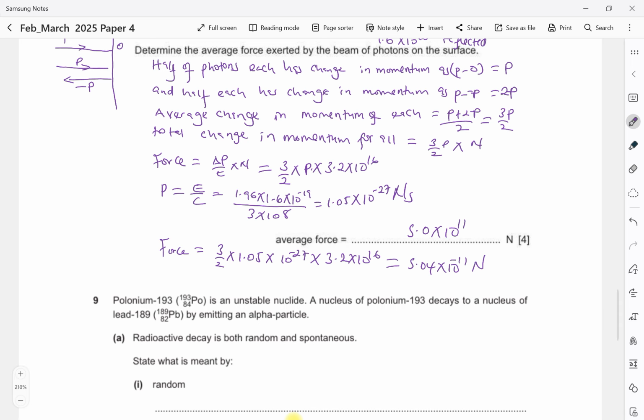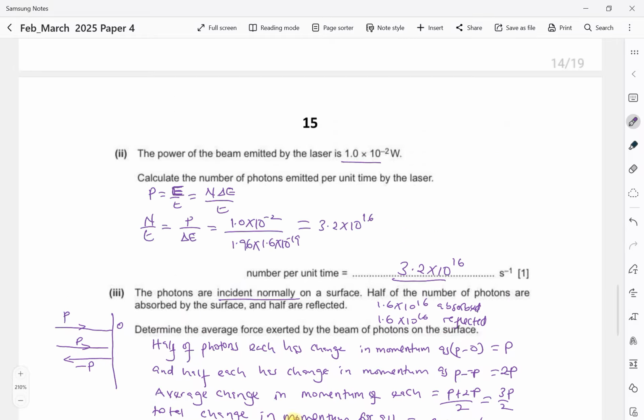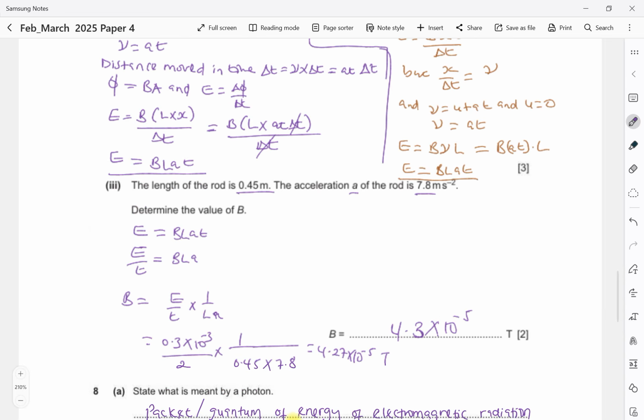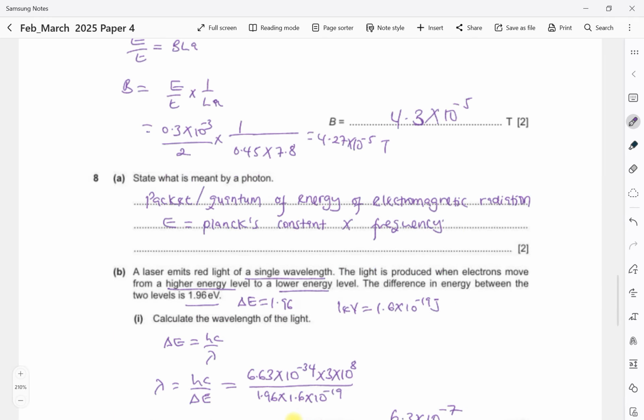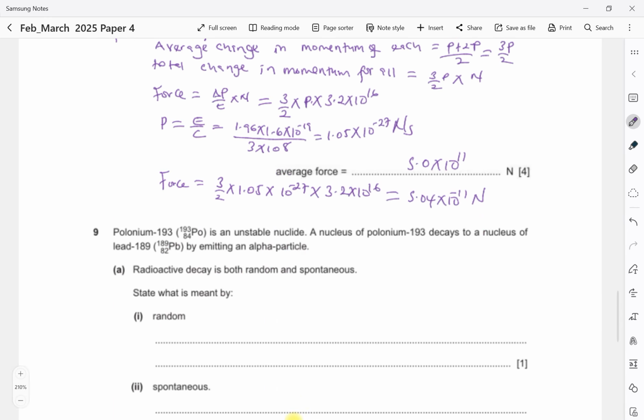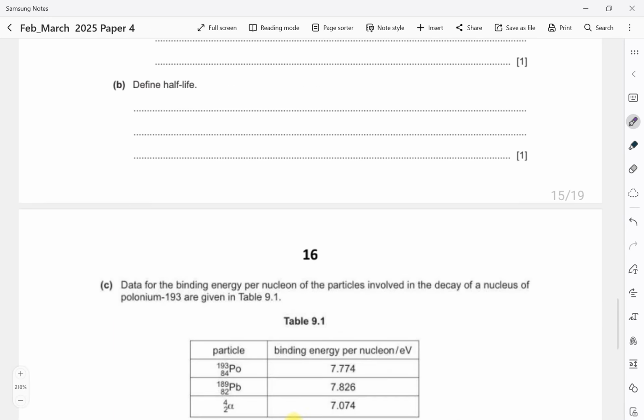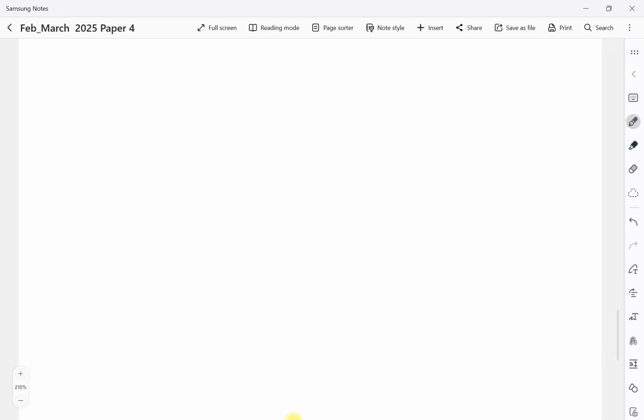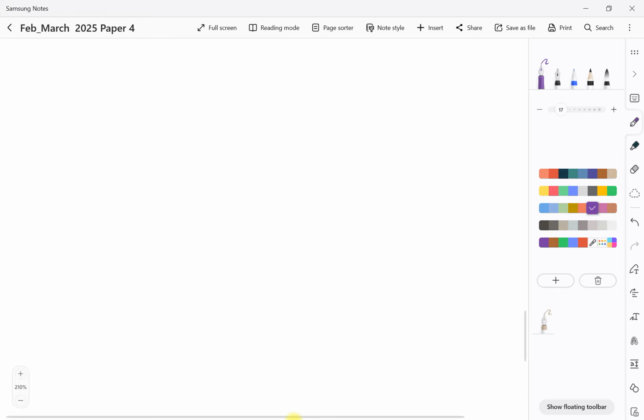I'll use a very easy method, but I don't have space. Where should I do this? I'm looking for a blank page. I didn't add blank spaces in this document, so I'm going to use this space here for the alternative method, which is very easy to understand.